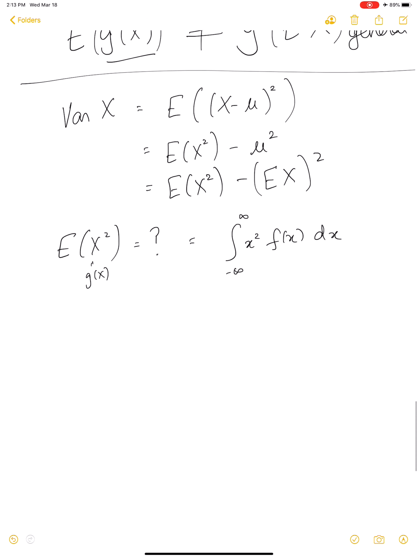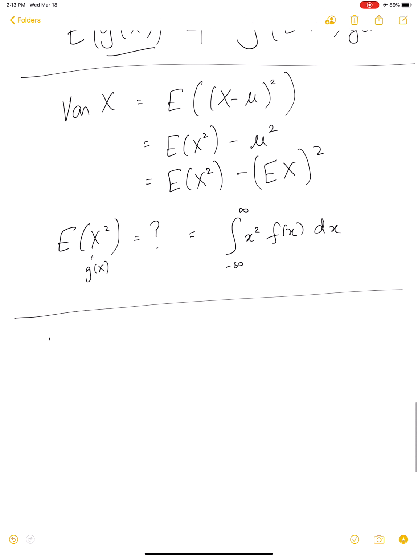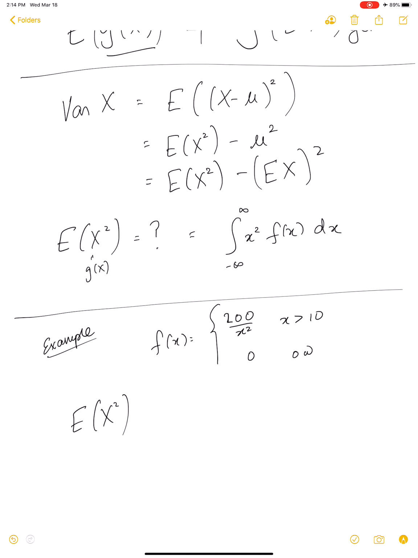Okay, so as an example, let's just go back to the car situation. And you had that the density was 200 over x squared if x is bigger than 10 and 0 otherwise. Okay, so we want to find the variance of x. We already saw that the expected value of x was 20. What's the variance of x? That's the expected value of x squared minus the expected value of x whole squared. So let's try and find that.